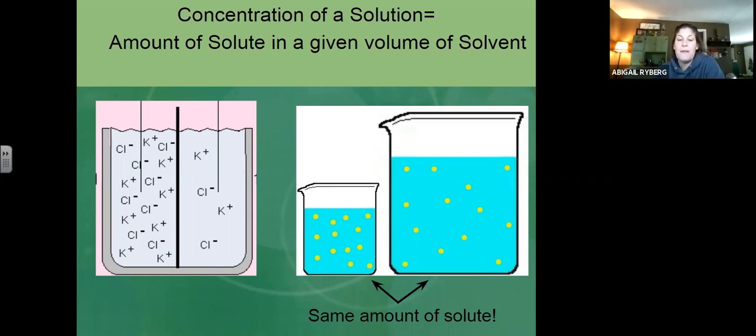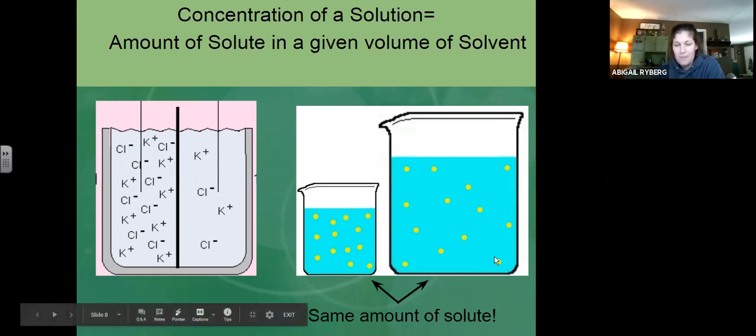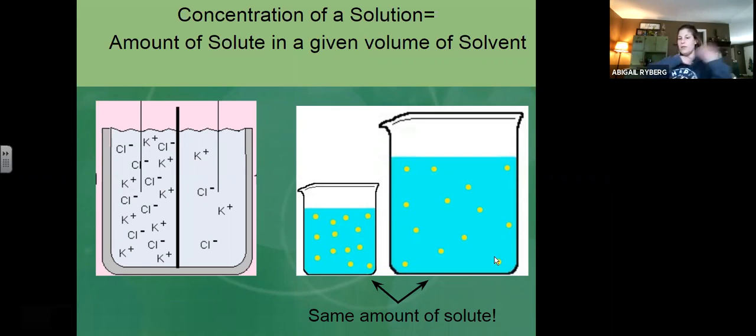So let's imagine that we have a smaller beaker here and then a larger beaker, and we've put some water in there, and then we've added some sugar. Let's say we're making Kool-Aid. If you were to sit here and count, there's actually the same amount of yellow dots in each beaker. So again, let's imagine it's the same quantity of sugar, okay?